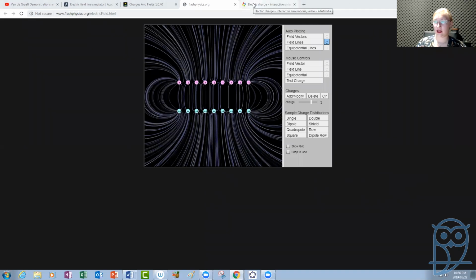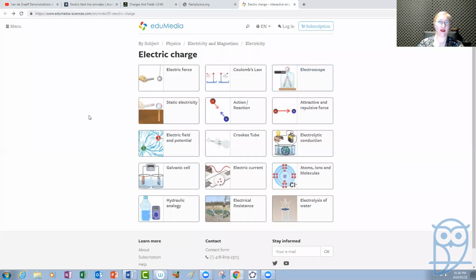And then lastly, I want to show you this website. It has lots of very short, tiny videos about lots of scientific topics. This one talks about electric force and how that works. Coulomb's law states that like charges will repel each other and unlike charges will attract each other. So if you have a positively and a negatively charged object, they will attract each other. And if you have a positive and a positive, they will repel. So you can look at all of these.